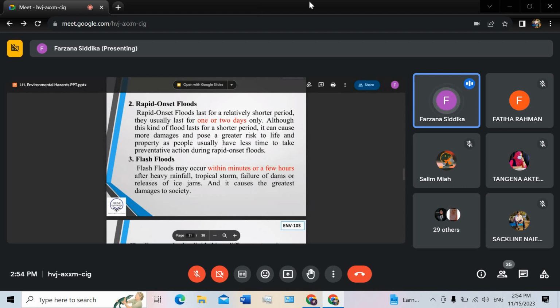The flood which starts and ends very quickly, that is the rapid onset flood. So it can take only a few hours to form, or even less than an hour we can see a rapid onset flood. All of a sudden this flood is formed.